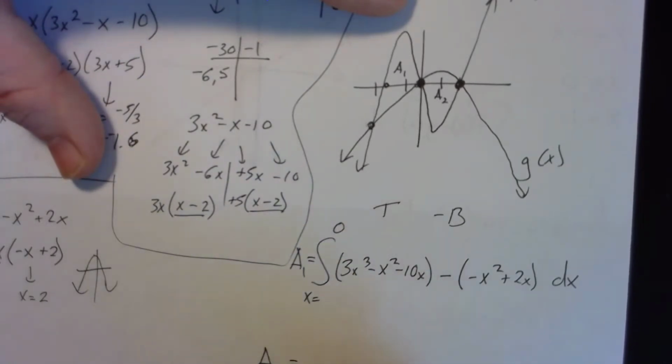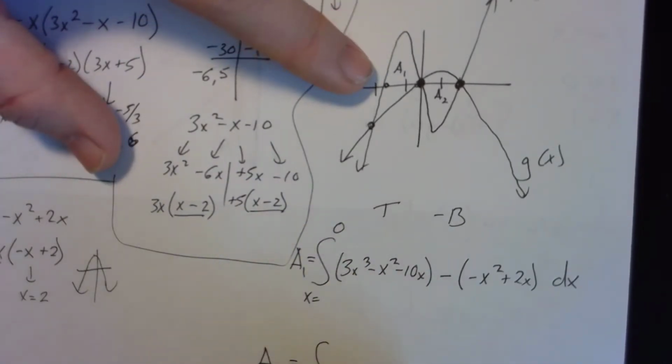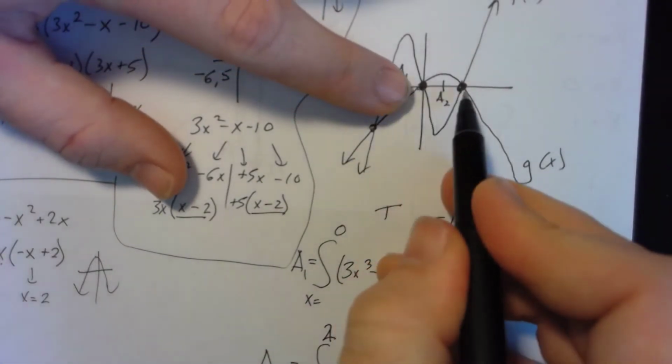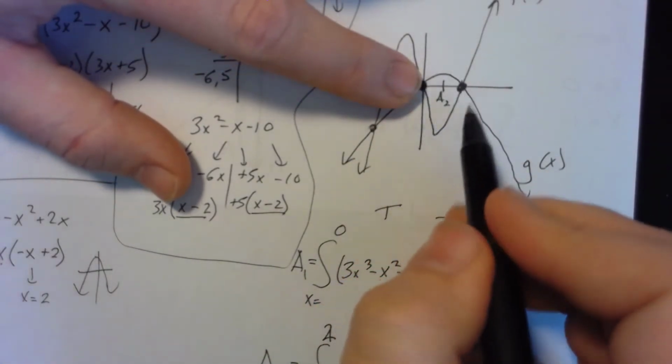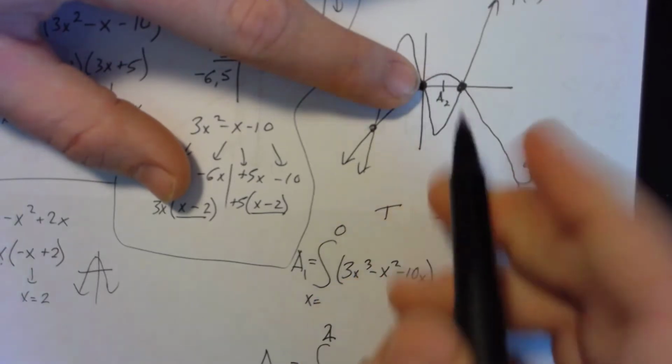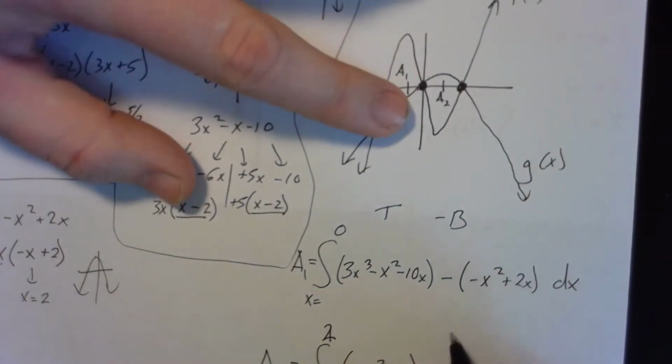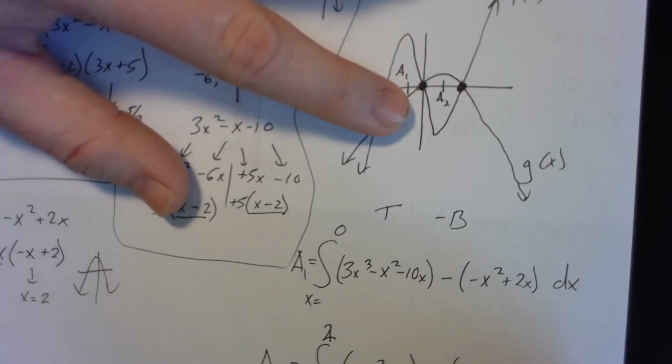The area number 2 is going to be equal to the integral from x equals 0 to 1, because, sorry, not 1, 2, because this is 0 and this is 2, so I have this space right here, and the quadratic function now is going to be on top, so negative x squared plus 2x, and I'm going to subtract from that the cubic function, 3x cubed minus x squared minus 10x dx.